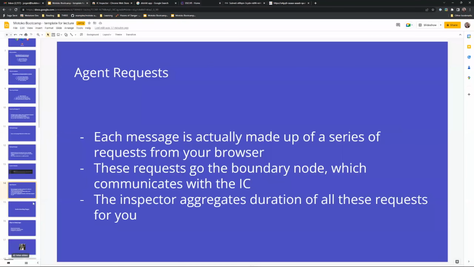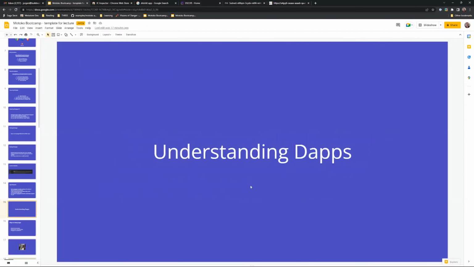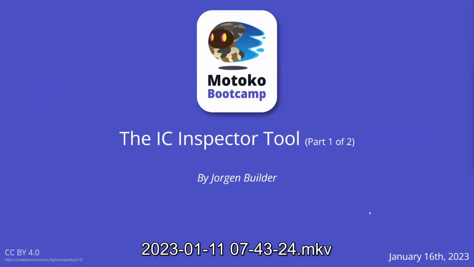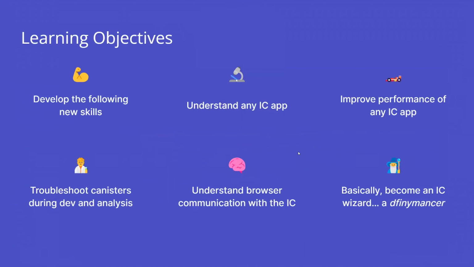Now we've covered agent requests. So that's it for the pre-recorded session. We're going to jump into live coding and start to do some analysis on some Internet Computer apps running on mainnet. Okay, on to the live section.